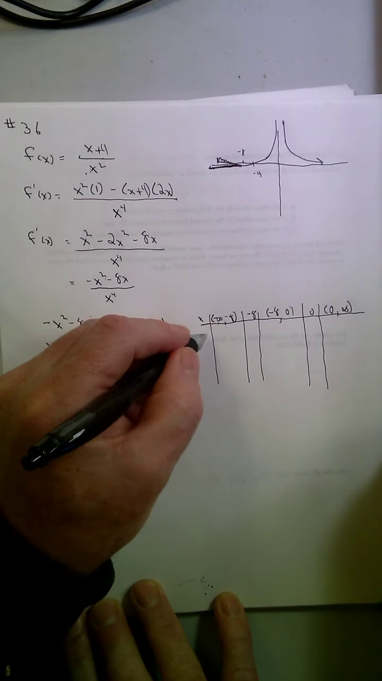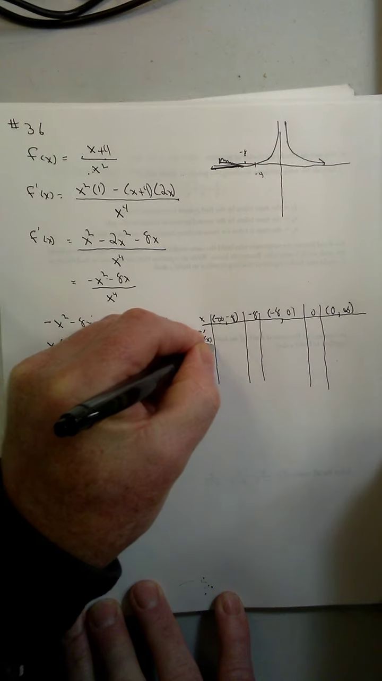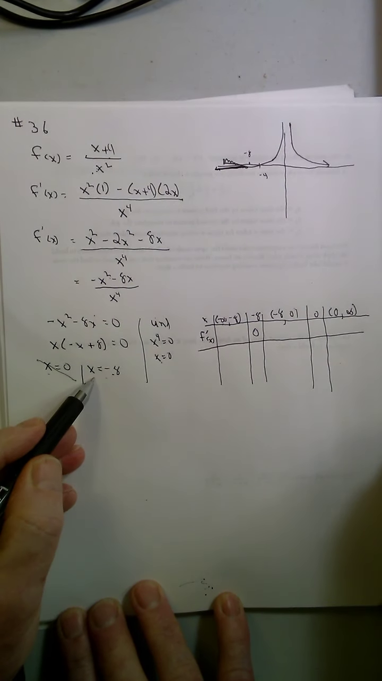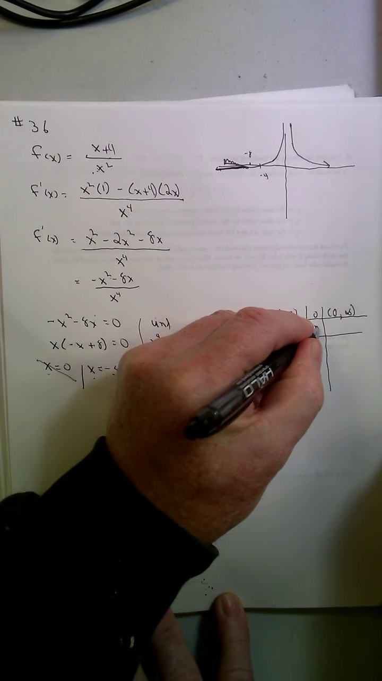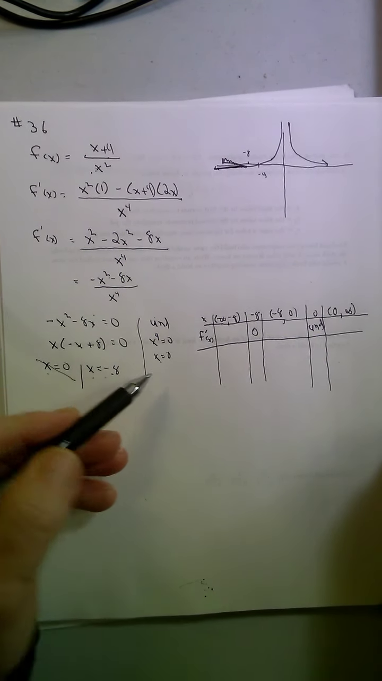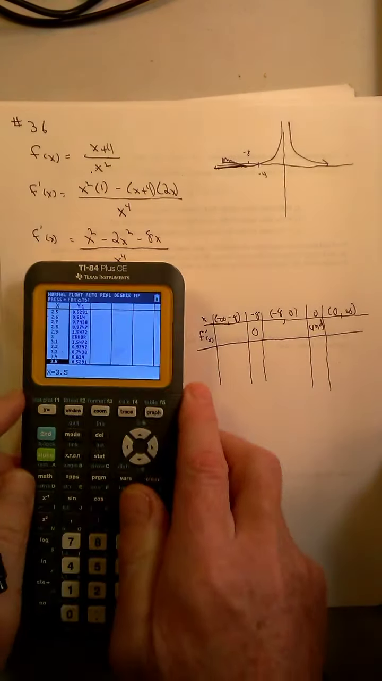Okay, so now I want to find the value of the derivative. Now what I know is that at -8 the value is 0. At 0 the value of the derivative is undefined. All right, now I just want to plug in numbers on either side.